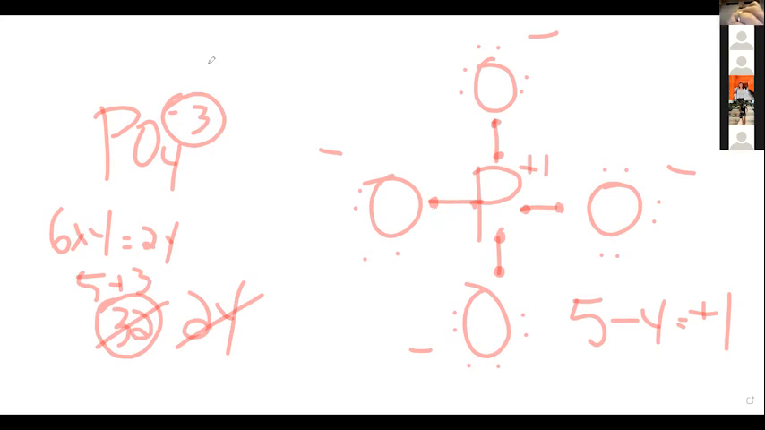Is it 6? No, it has 6 because there's a double bond now. So it has 2, 4, 5, 6. Oh, I didn't count the other ones. Yeah, so it's got 6. So it's no longer charged. And that's what oxygen normally looks like, right? Oxygen normally has 2 bonds and 2 lone pairs. That's what oxygen normally looks like when it's in a molecule.